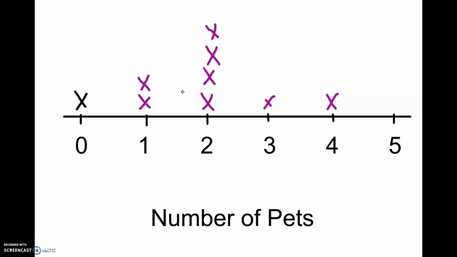The median, actually let's do the mode next. The mode is the one that you see the most. And what do you see the most of? 2s. That was the easiest one of all.